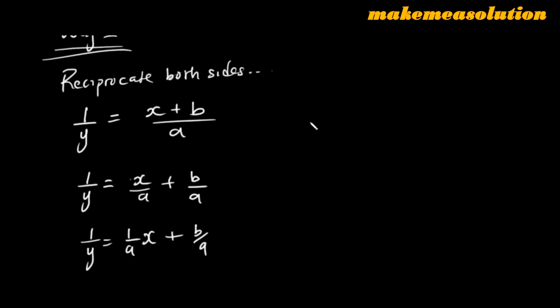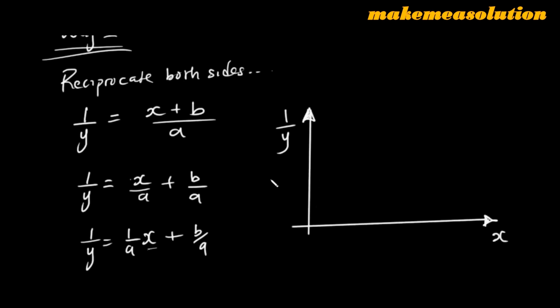So at this point, you can have your axis arranged this way. Now the x-axis will remain as x, but the y-axis will change to 1 over y. So instead of plotting all values of y, you'll be plotting all values of 1 over y on the y-axis. Is that okay? Now in this case, there is a difference because your slope is now going to be 1 over a, the inverse of a, and your intercept is going to be b over a. Is that okay? So take note.